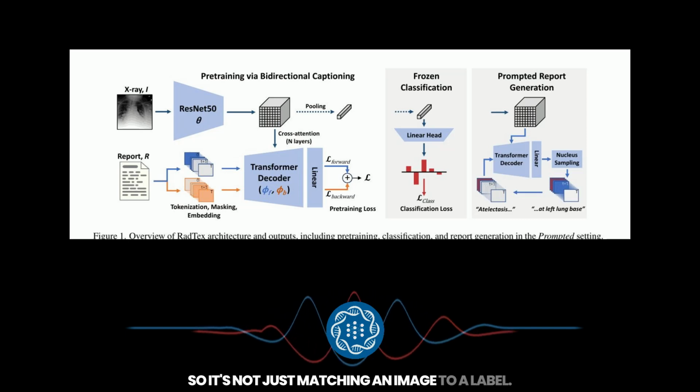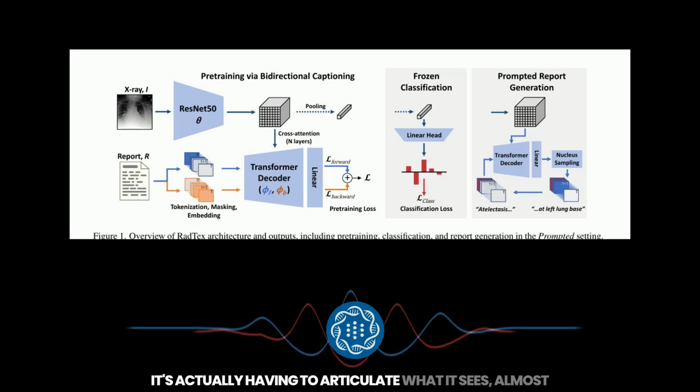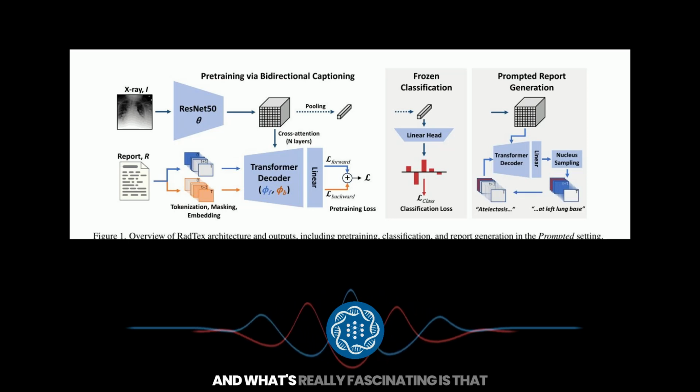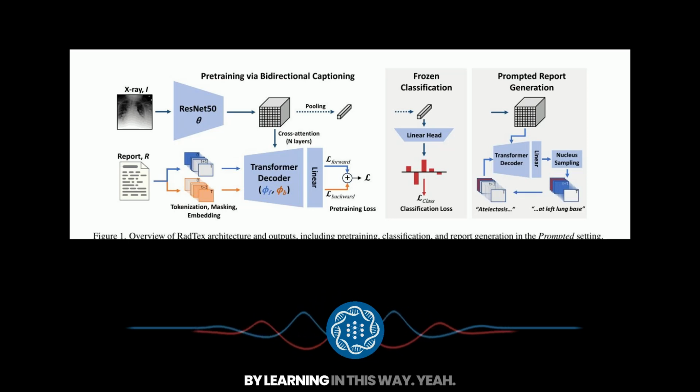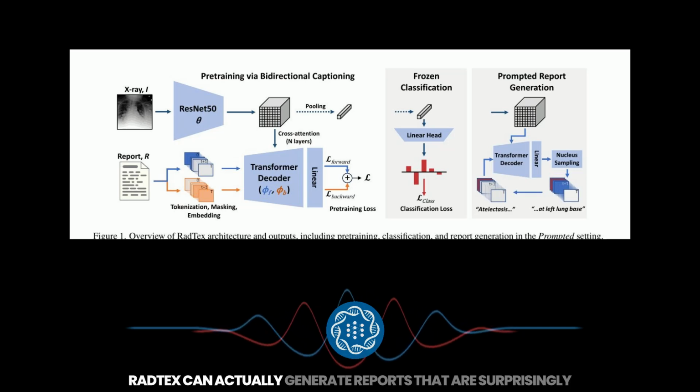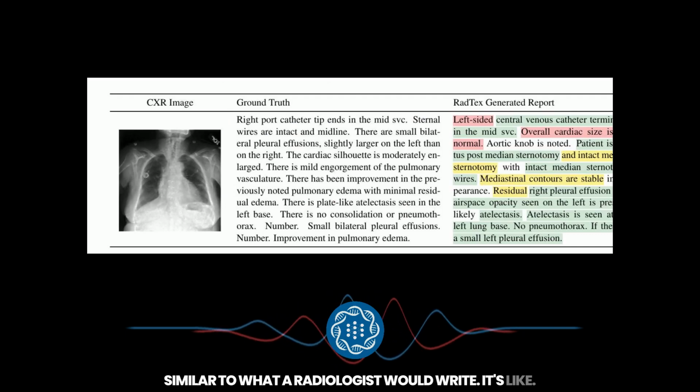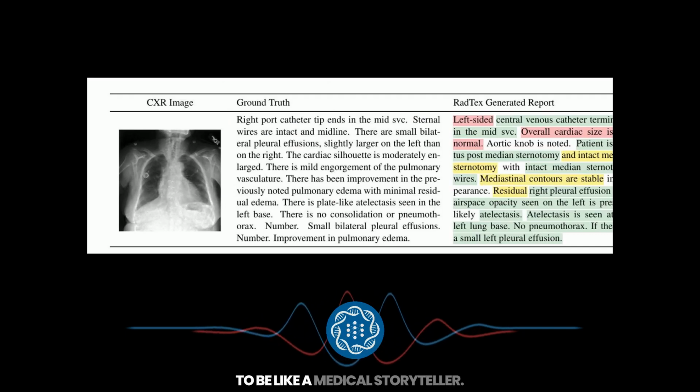So it's not just matching an image to a label, it's actually having to articulate what it sees, almost like writing a story about the x-ray. That's a great analogy. What's really fascinating is that by learning in this way, RadTex can generate reports that are surprisingly similar to what a radiologist would write. It's like we're teaching this AI to be a medical storyteller.